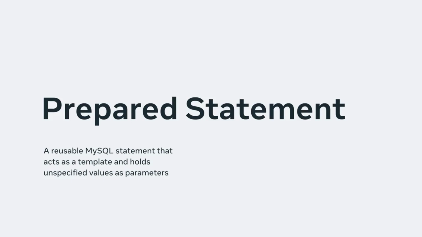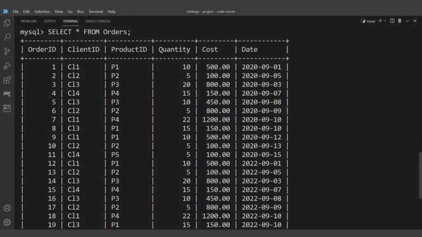The statement functions as a template that holds unspecified values as parameters. These values can then be added as required. Each time the statement is invoked, MySQL knows it's safe to execute. This is a much more efficient and optimal way of executing statements without using valuable MySQL resources. Let's look at an example of how to create and execute a prepared statement from the Lucky Shrub database. Lucky Shrub need to extract data on customer orders from their orders table.